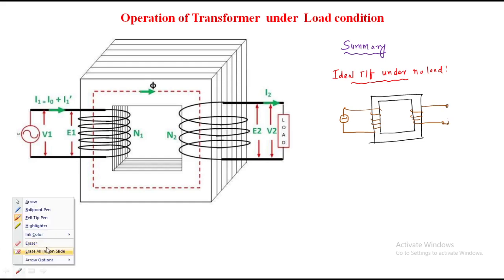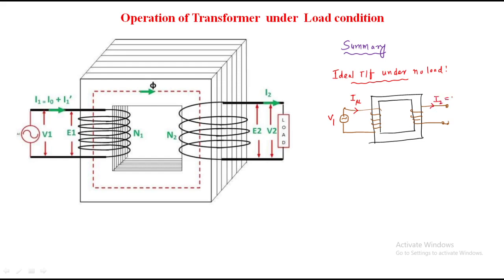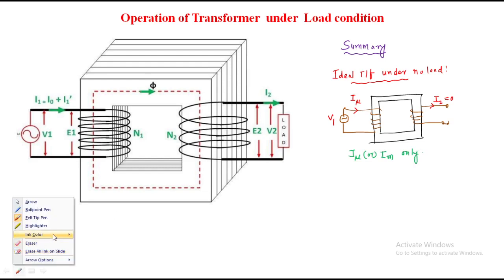So when we are going to discuss the concept of ideal transformer, what is the current through this? Obviously this is the magnetizing component of current, I mu or Im. Coming to this, I2 equals 0. The only current present in the transformer is nothing but the magnetizing component of current, I mu or Im only. Okay, coming to practical transformer under no load condition.